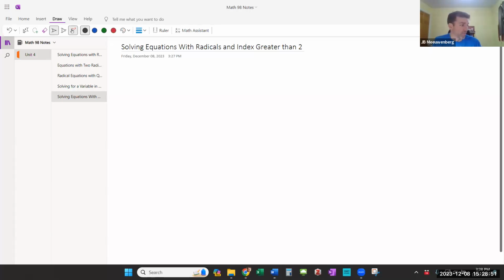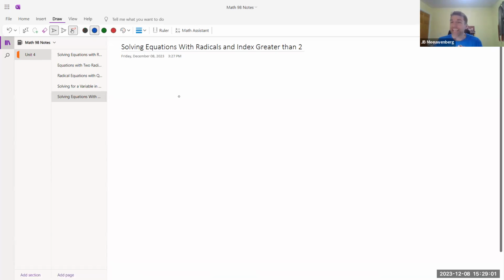So far, we've been working with equations that have radicals in them, but they've all been square roots. And we know that sometimes we can use indexes which are greater than 2. What do I mean by the index? I mean this number. So that implies it's a square root. But we can also work with 3s and 4s. So we're going to do a couple here where we look at solving equations that have an index greater than 2.